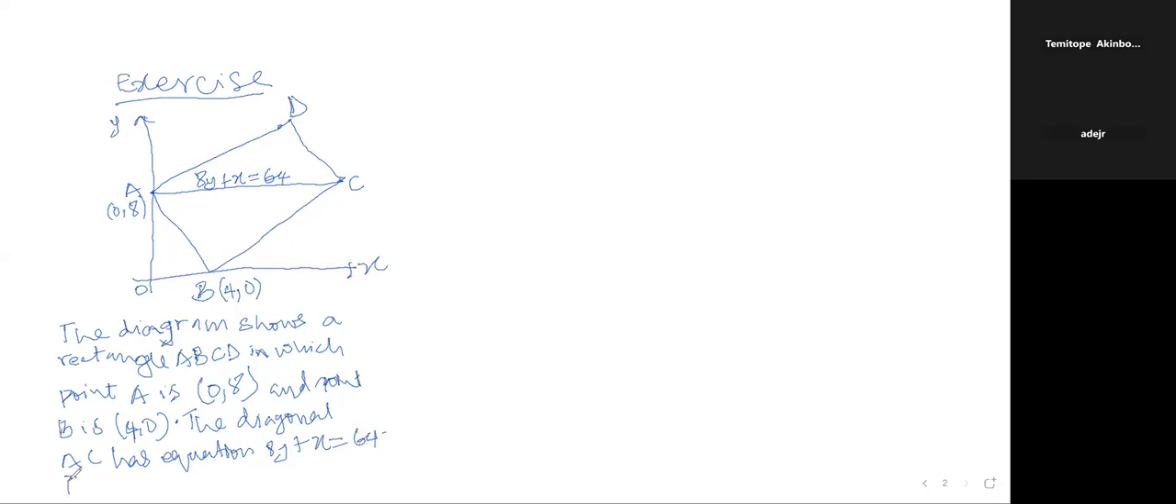So the question now says, find by calculation coordinates of C and D. Coordinates of C and D. So write the question, draw a diagram, write the question. So when you're done with that, let me know.